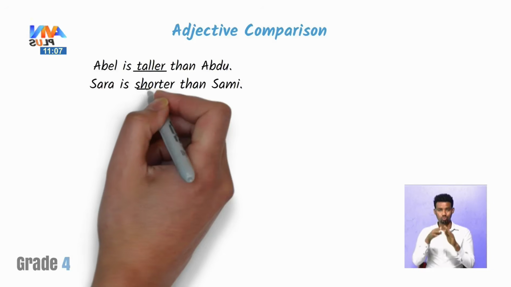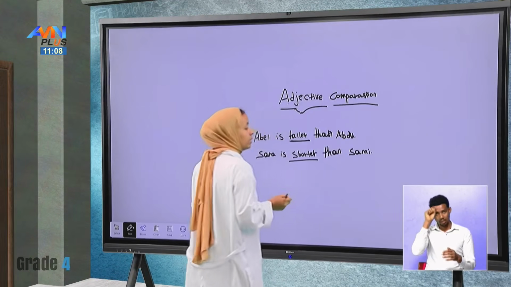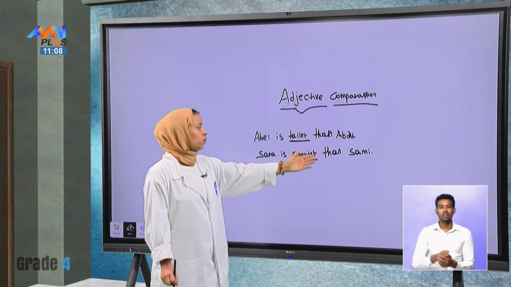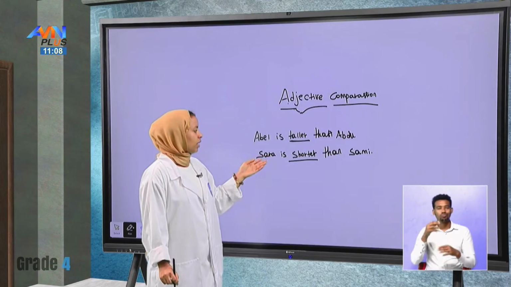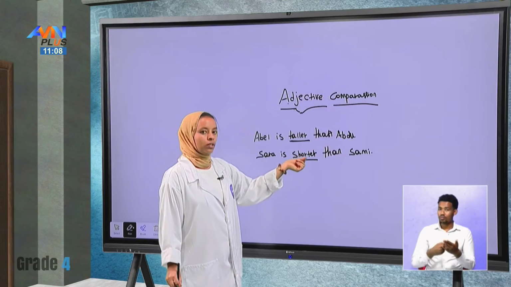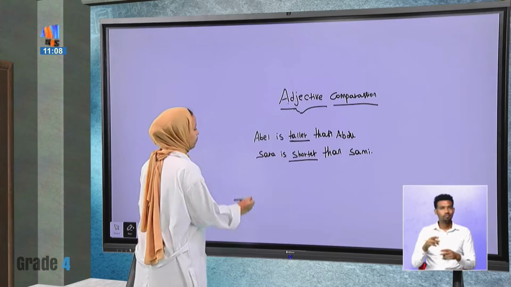So easily, students, here is shorter, and we are using "than" because we are comparing two things. Sarah is shorter than Sami. Here is short, shorter. Tall, taller.